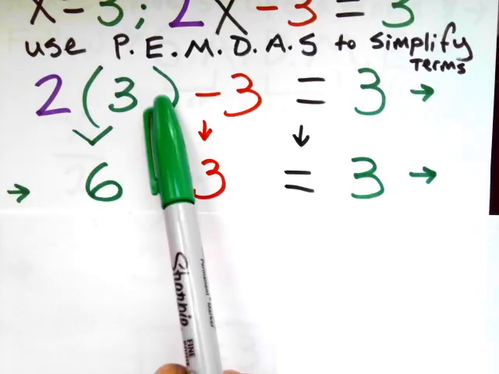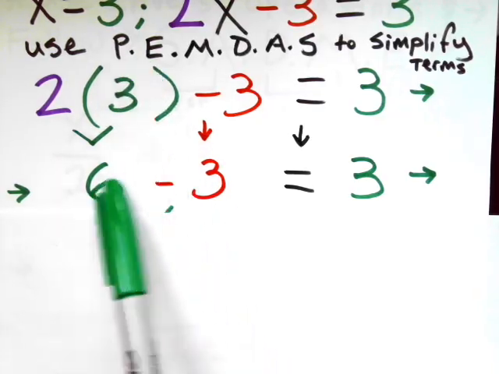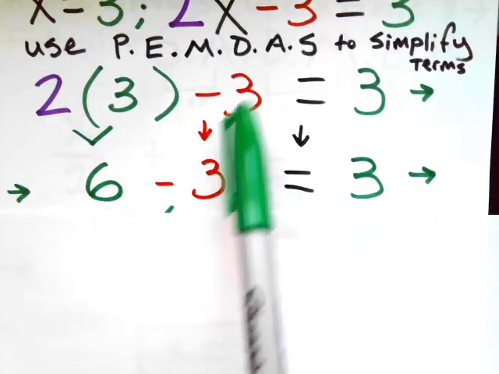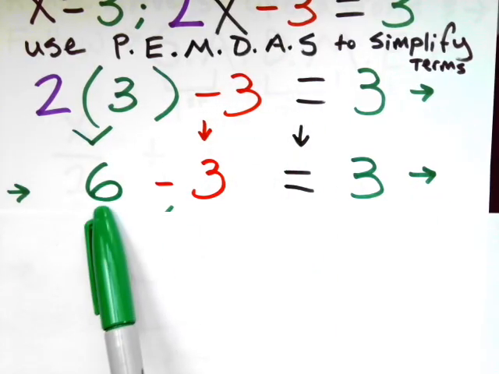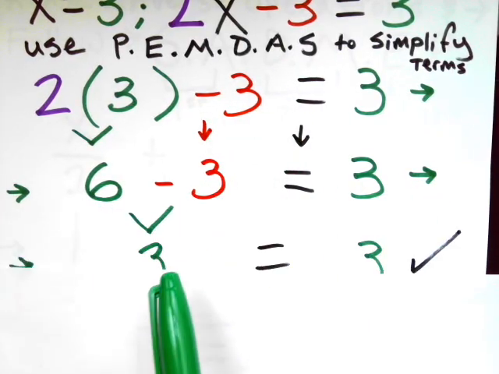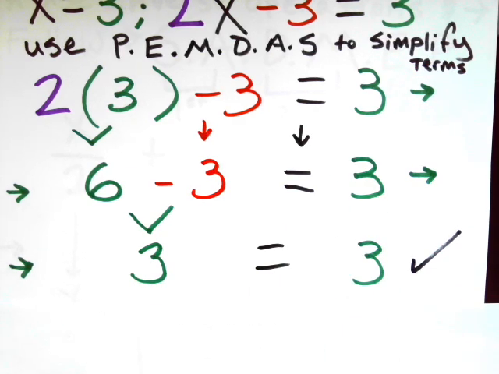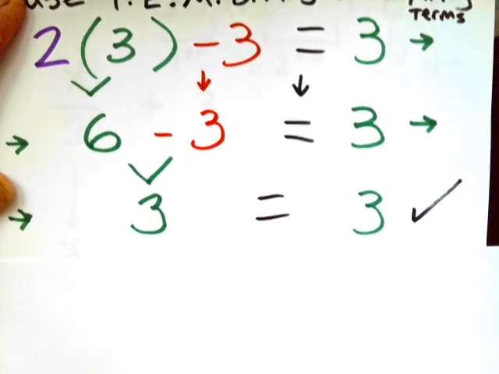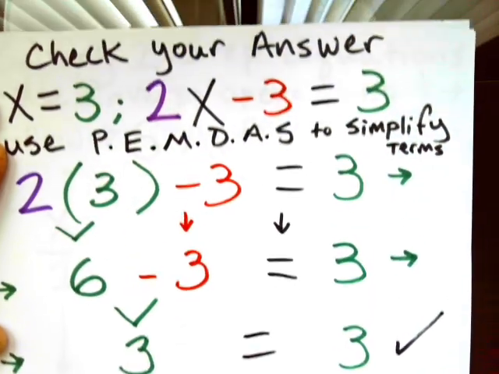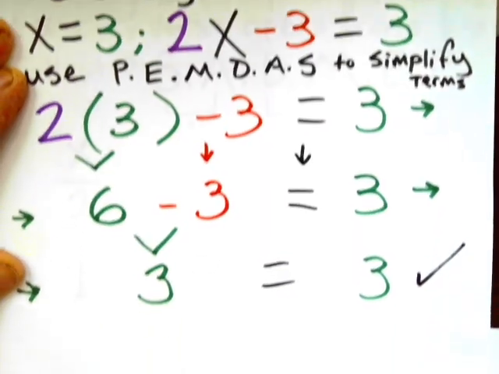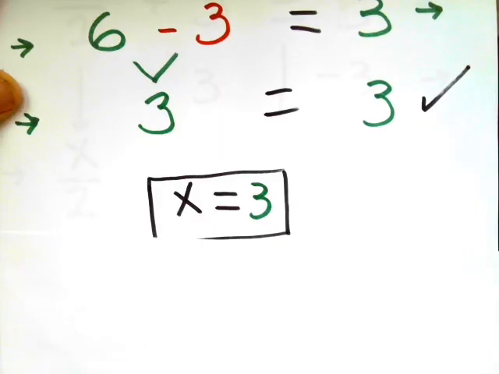So next step, follow PEMDAS. There's no parentheses. There's no exponents here. I cannot multiply or divide. I can add or subtract. 6 minus 3 is 3. Does 3 equal 3? Is that a true statement? It absolutely is a true statement. Then I know in this particular problem I started with, 2x minus 3 equals 3, that x has got to equal 3.